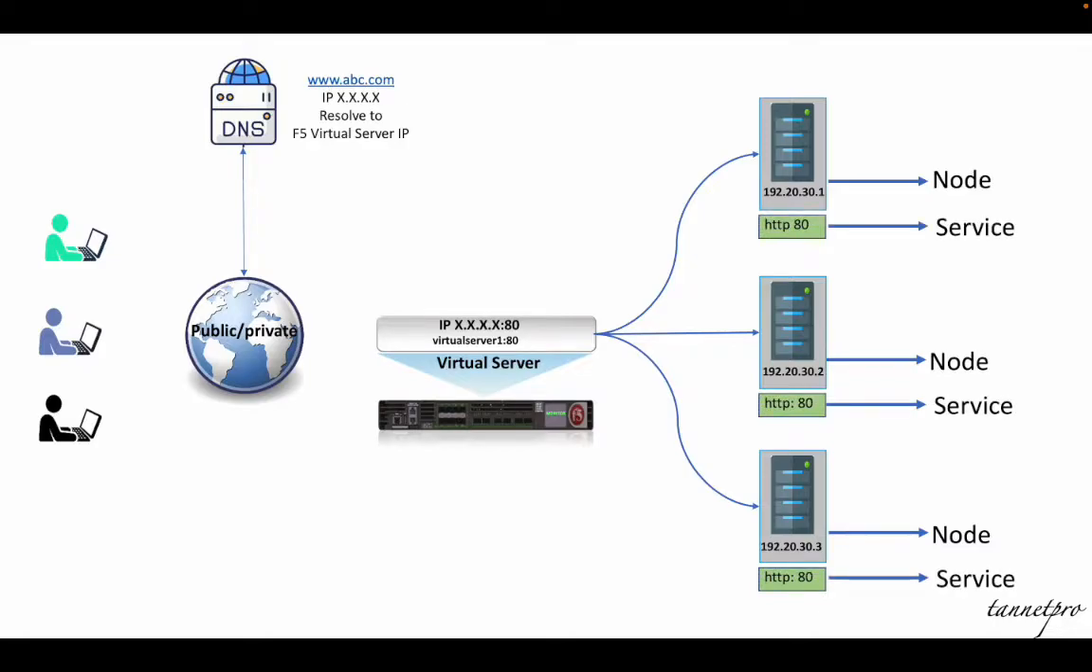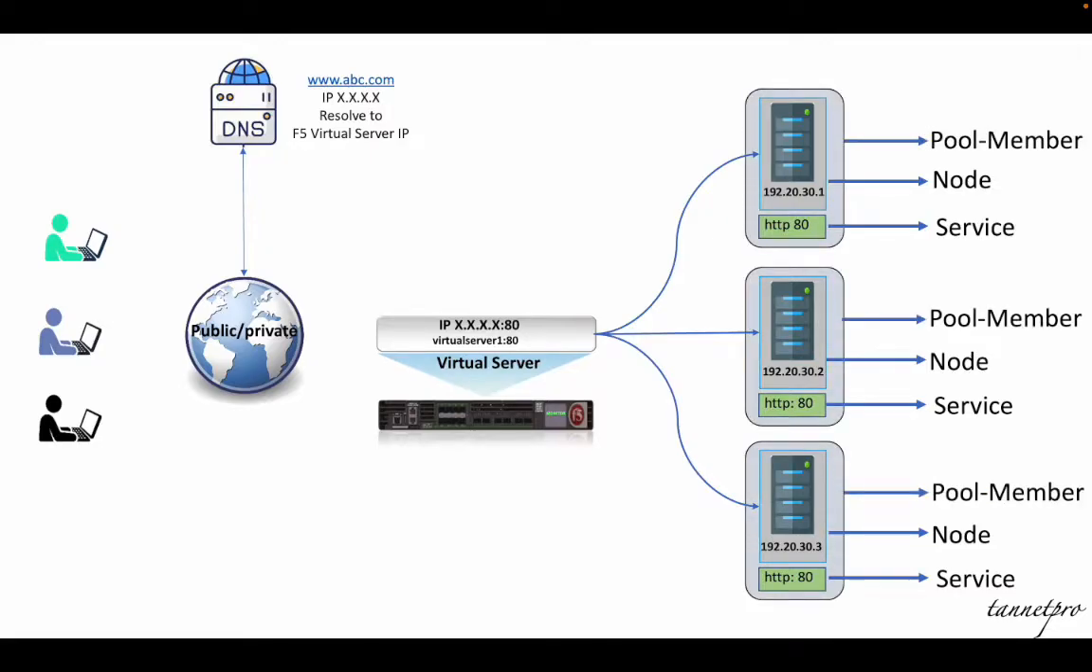What service is going to run on that particular node? Here I have given the example of HTTP port 80. You can take this as an example of a service. So after creating the node, I have to create a service, and this service and the node together are called a pool member. In a pool member, you have to call the node and you have to call the service. So a pool member is nothing but a node and a service.